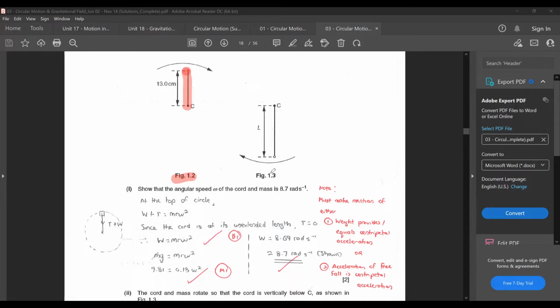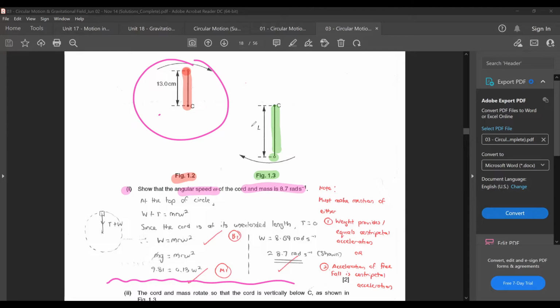Figure 1.3 is showing you the chord vertical, but the mass is at the bottom. Now, part 1: show that the angular speed omega of the chord and the mass is 8.7 radians per second. Up to this point, they've only been describing this diagram, where the chord is vertical and the mass is above the center of the circle, right? So it's better to analyze on this part only.